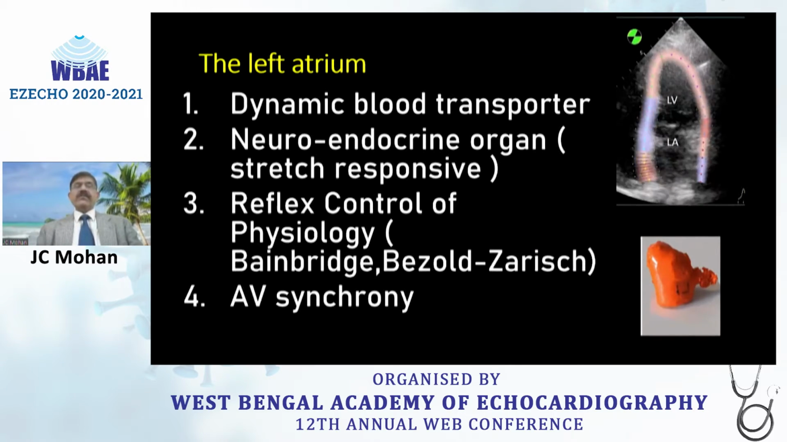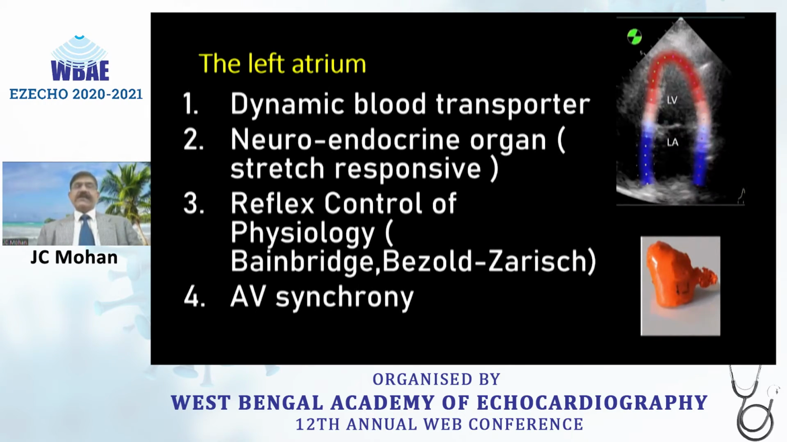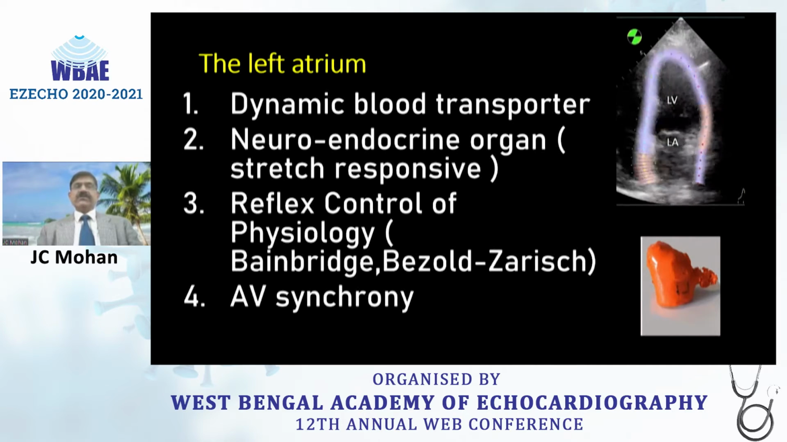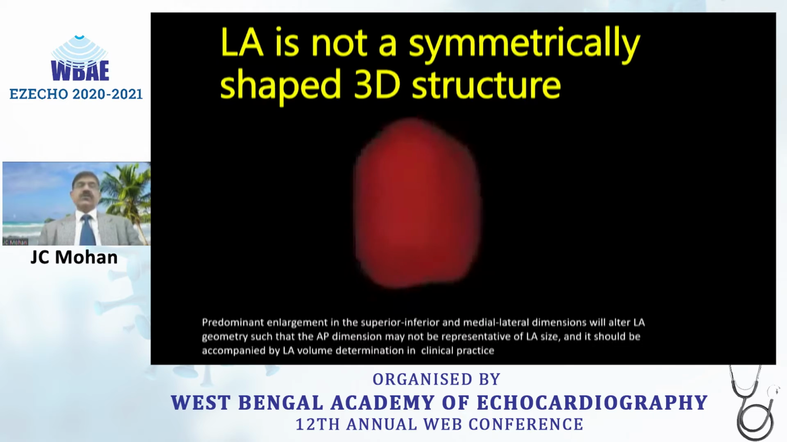There are four main functions of the left atrium. It is a dynamic blood transporter. It is a neuroendocrine organ releasing atrial natriuretic peptides. It is involved in reflex control of the heart rate and blood pressure, and it is involved with atrioventricular synchrony.